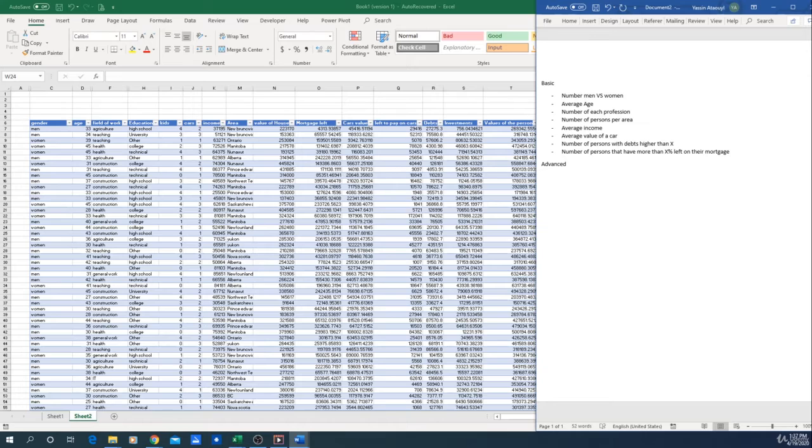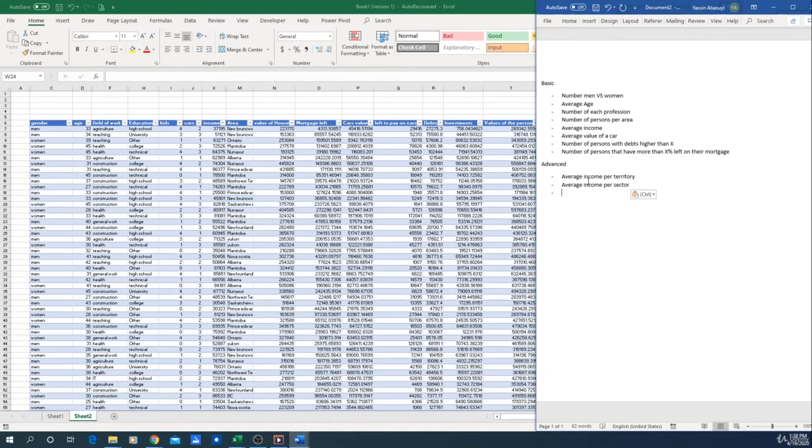So the first thing we want to do will be to calculate the average income per territory. So for each territory, what will be the average income of people? For example, for New Brunswick, what is the average income of people from New Brunswick? What is the average income of people from Quebec, for example? Then we'll have the average income per sector. This means, for example, how much a healthcare worker will earn on average.